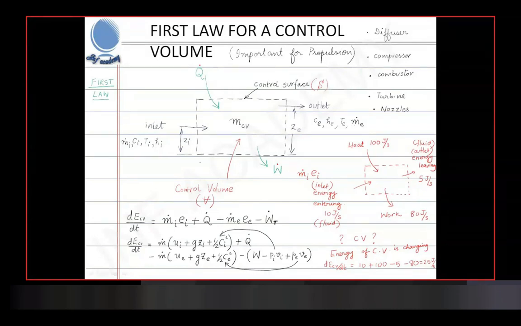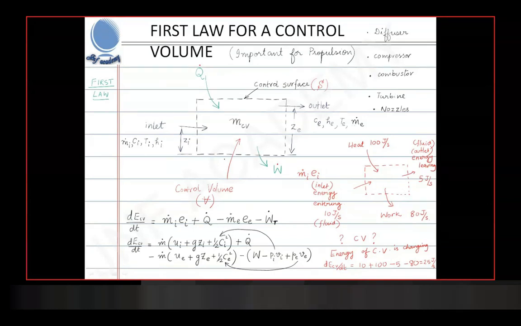Sir, yes. Sir, for open systems, we won't consider the enthalpy, sir. Yeah, we will consider the enthalpy. I'm telling you how enthalpy comes. Okay, sir. So far, is it clear?